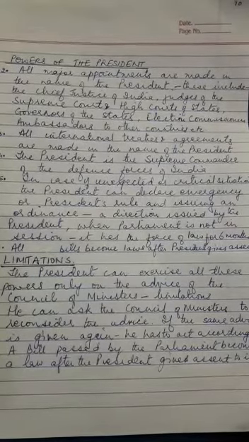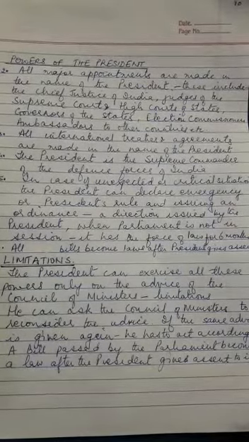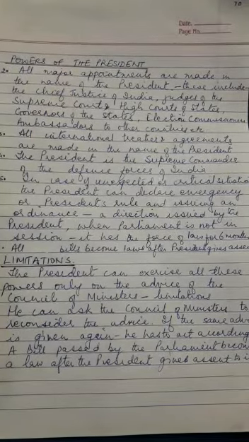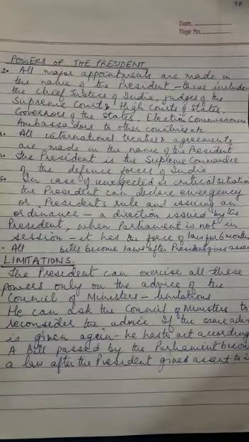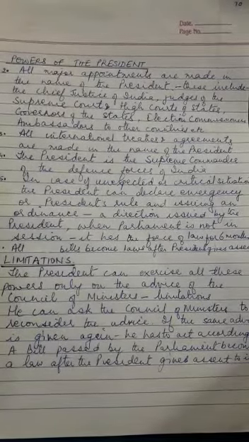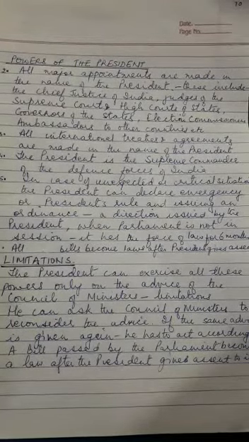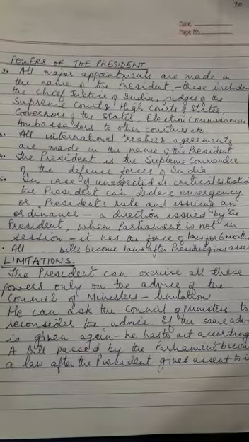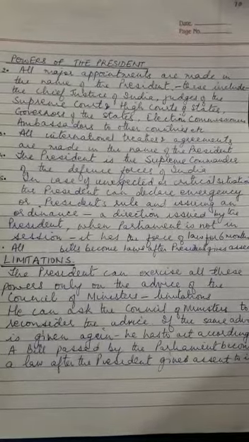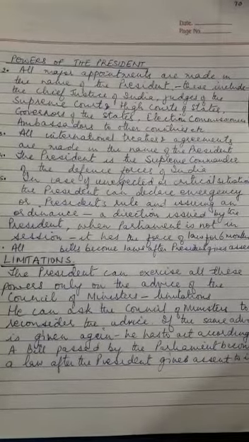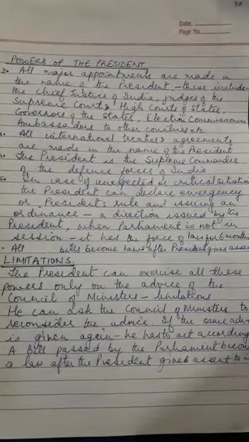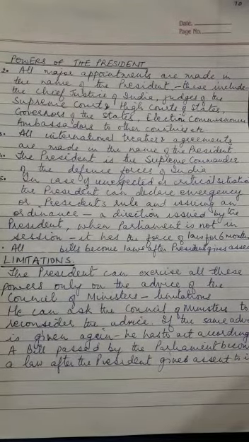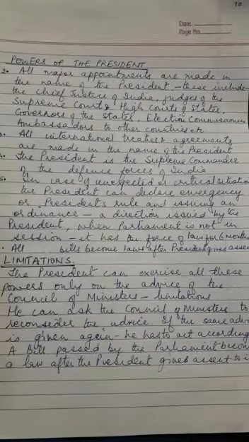To recap: all government activities take place in the name of the President. All major policy decisions and laws are made in his name. Then we have the major appointments, all main appointments in the country which are of extreme importance, including ambassadors to other countries. Then treaties and agreements are made in the name of the President. Then he's the supreme commander of the three forces.